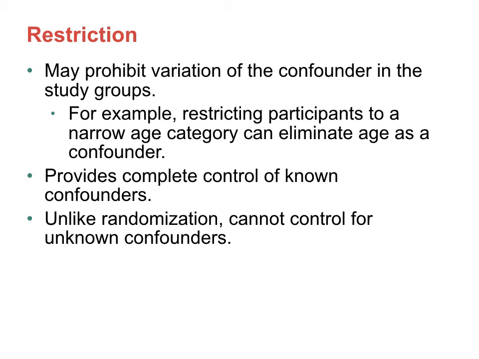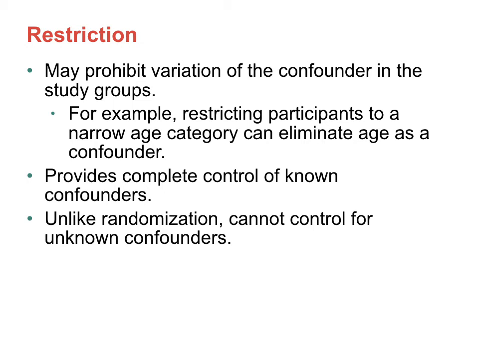In terms of restriction, it may prohibit a variation of the confounder in the study groups themselves. For example, if you restrict the participants to a small age category, you can eliminate age as a confounder. Going back to looking at physical inactivity and heart disease, if we did that study and we didn't want to have to worry about age, instead of including people who are 18 and up, we might only focus on anyone enrolling in the study who is 45 to 80, or maybe 45 to 70.